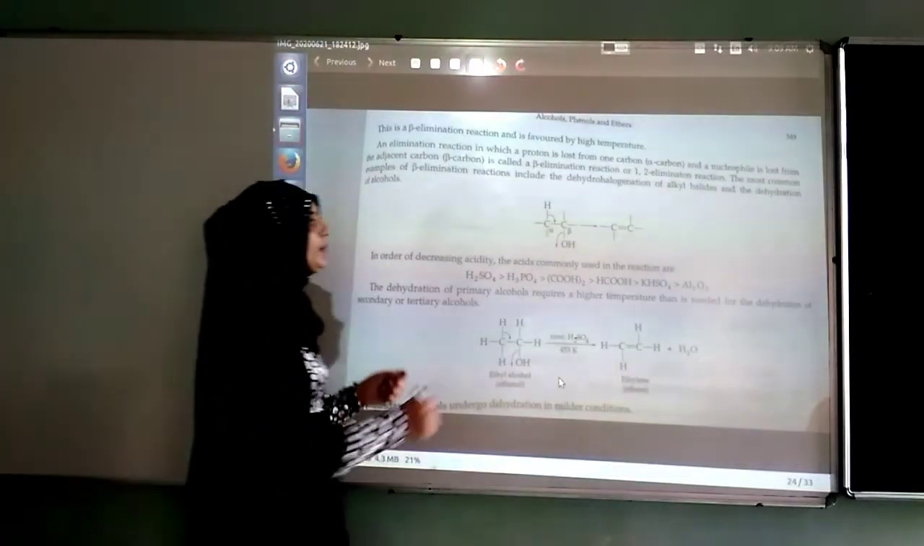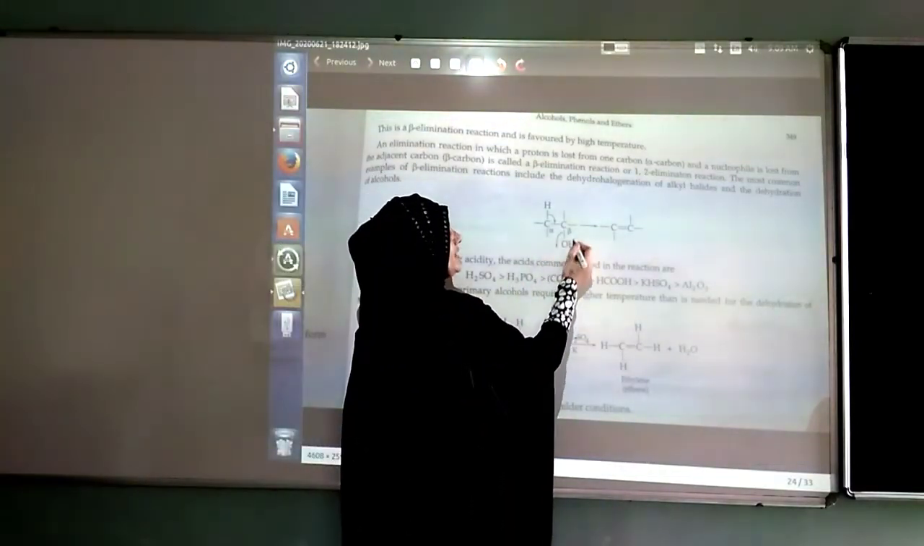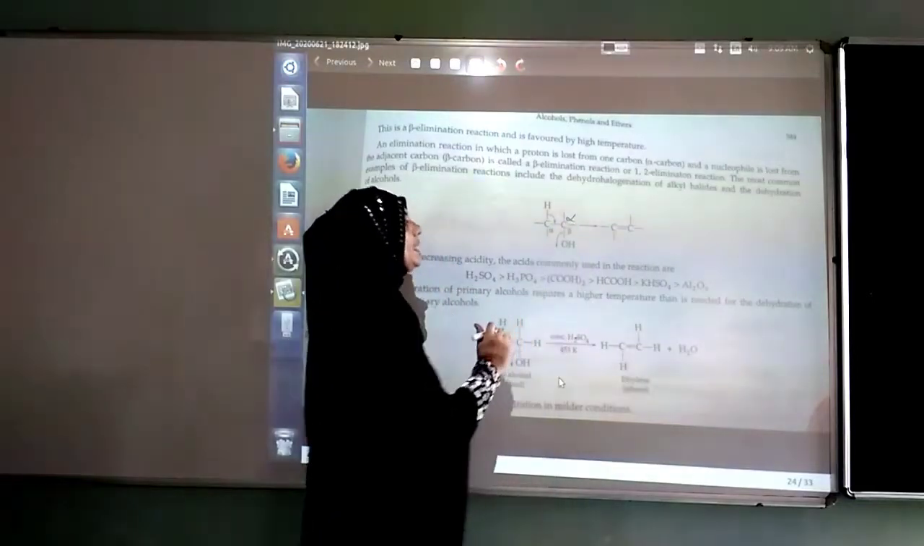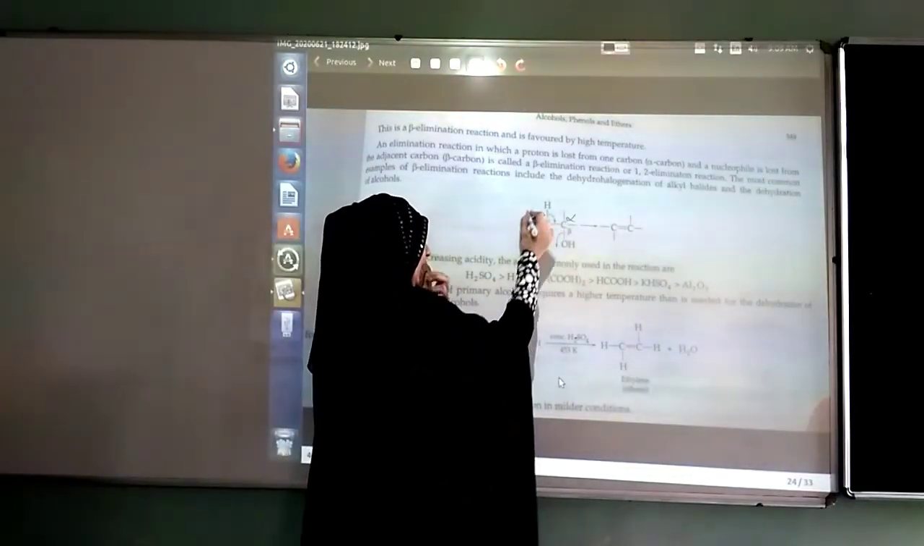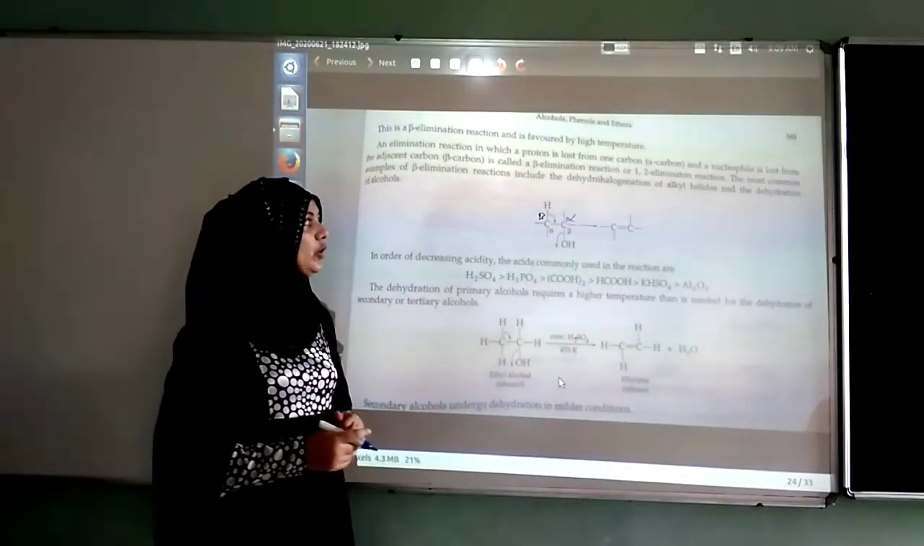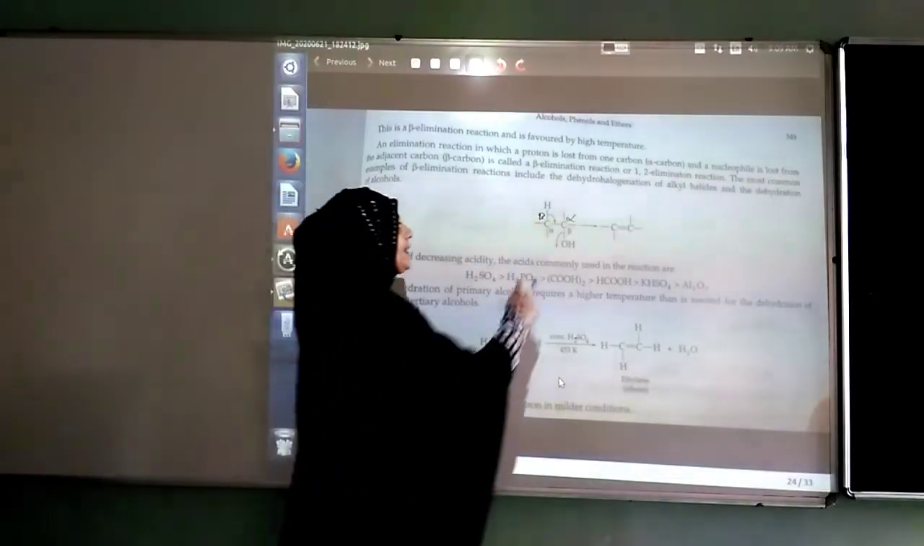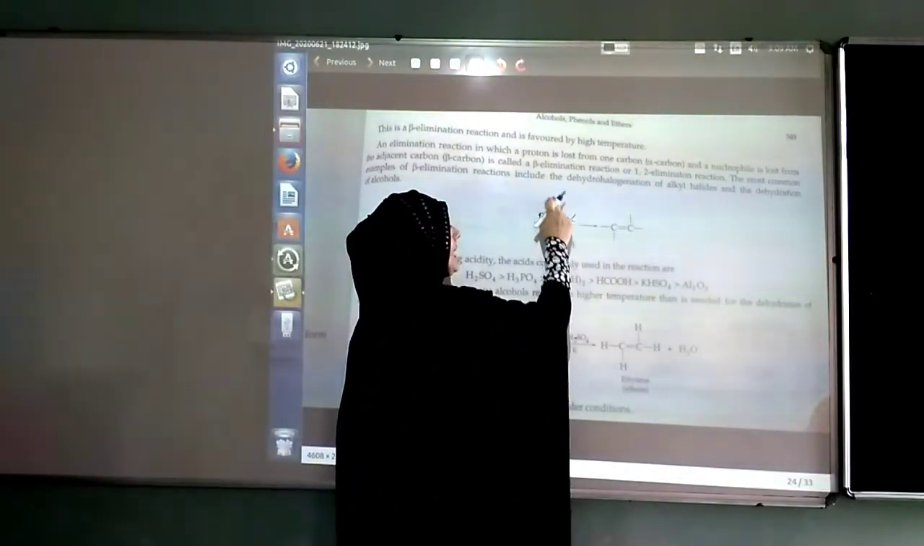Okay, here you are able to see actually the OH which is attached to the carbon, it is alpha not beta, and the hydrogen which is coming out, that is beta. So it is also called alpha beta elimination. So here as soon as the OH and H will be lost.